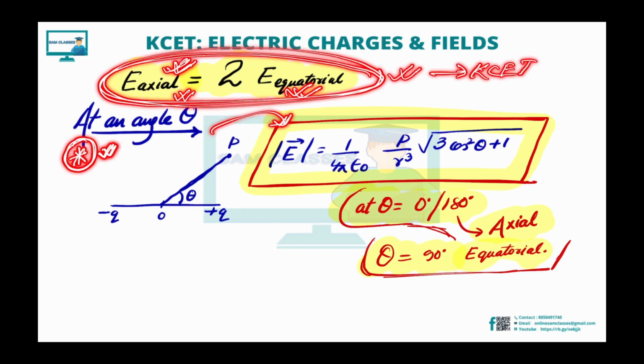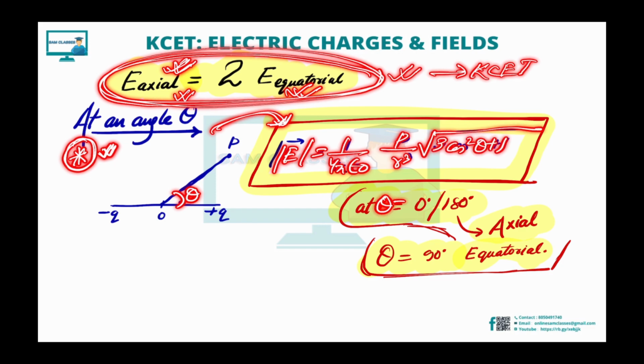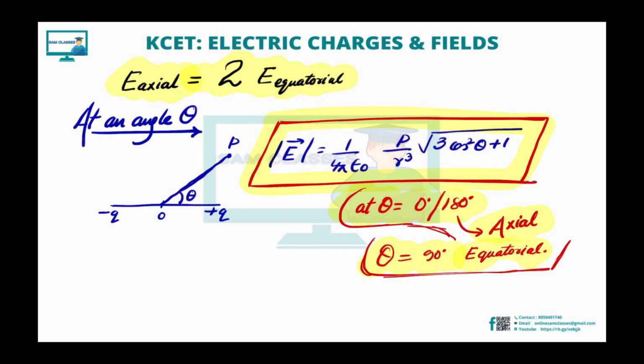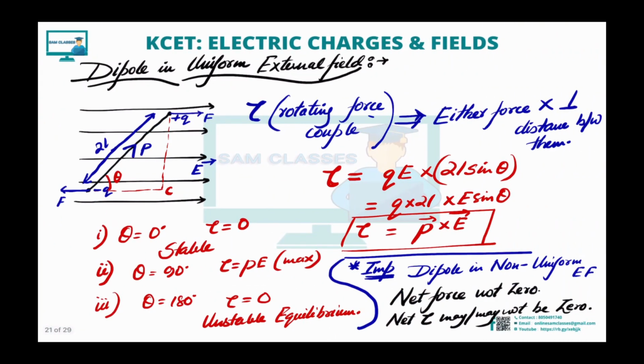Now this part is not there for KCET still. We have put it up in case, with very rare chances it comes up. You should know at an angle theta, what will be the value? Electric field is equal to 1 by 4 pi epsilon naught P by r cube, root under of 3 cos square theta plus 1. Now if I put theta equal to 0 degree or 180 degree, we'll get the axial one. And if I put theta equal to 90 degree, we'll get the condition of equatorial.